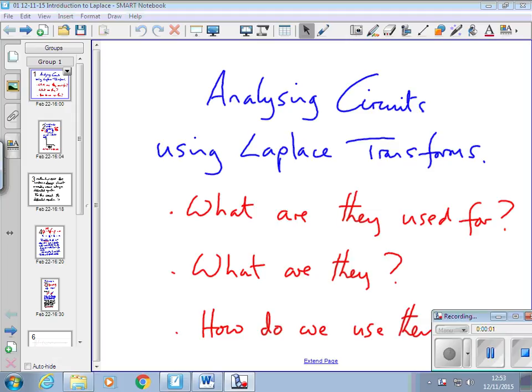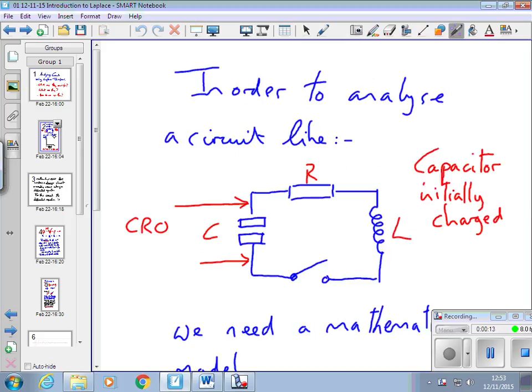So these circuits, and analysing circuits using these things called Laplace transforms. That's what it's about today. What are they? What are they used for? And how do we use them? We're going to look at a circuit. We're going to start off with more straightforward circuits than this, but we're going to end up hopefully looking at the idea of a circuit involving L, R and C.